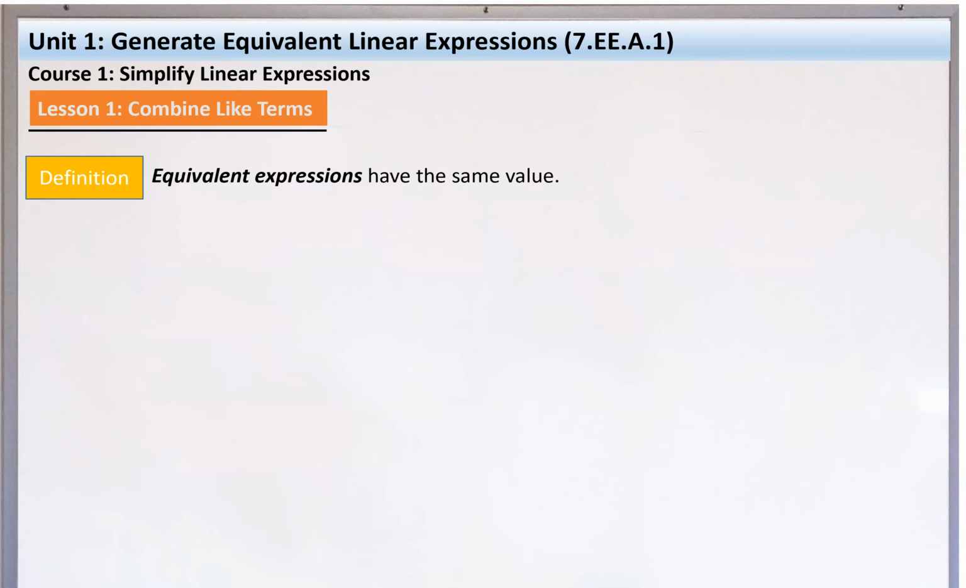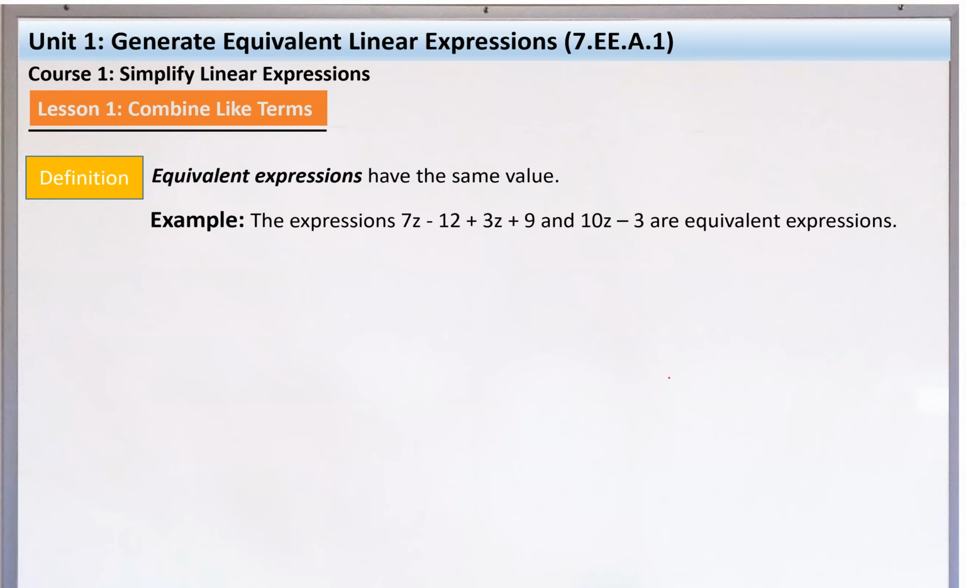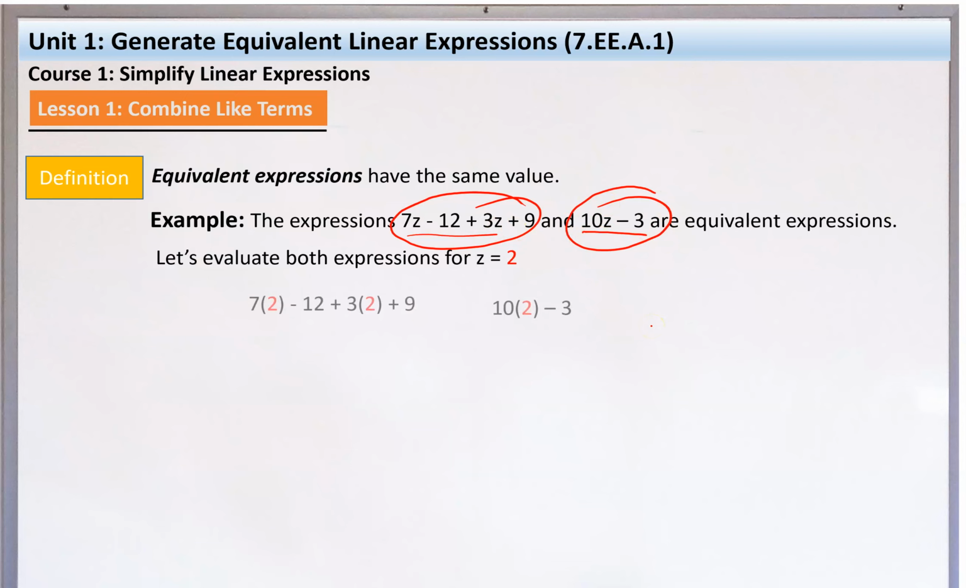All right. So what are equivalent expressions? Equivalent expressions have the same value. Well, what does that mean? That means that if I say these two are equivalent, then if I evaluate the expressions with the same number for z, I would get the same value. So for example, let's say that z is equal to 2. What would be the value of this expression, and what would be the value of this expression? Well, if z is equal to 2, then the first expression is 17, and so is the second expression, 17. So those expressions are equivalent expressions.